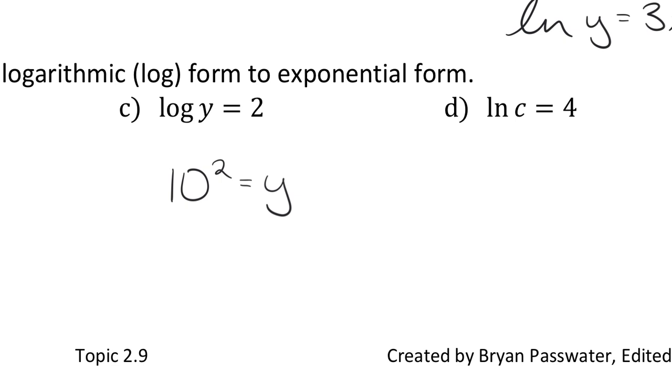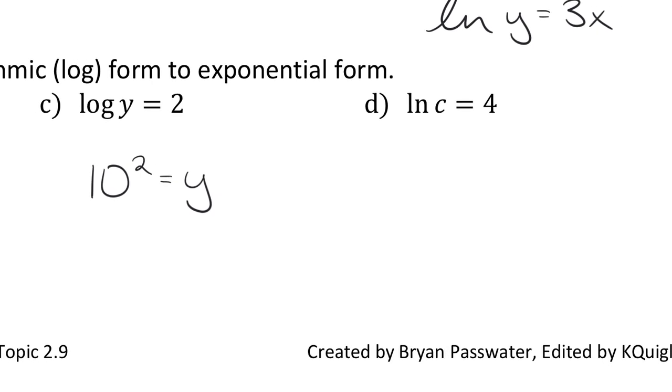Now what about D? What's the base there? E. Because its natural log is log with a base of e. E to what power? 4 is equal to c. So you're switching the inputs and outputs, which is what we did when we did inverse functions. Do we feel okay about that? Great. So why do we do this?